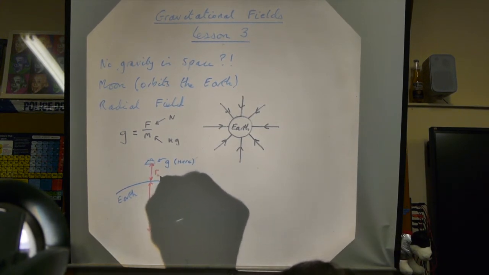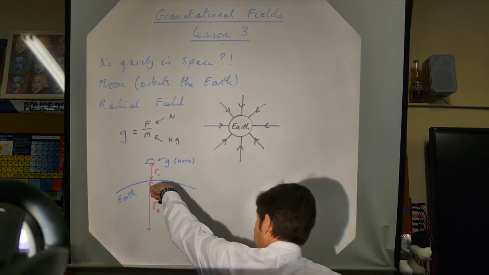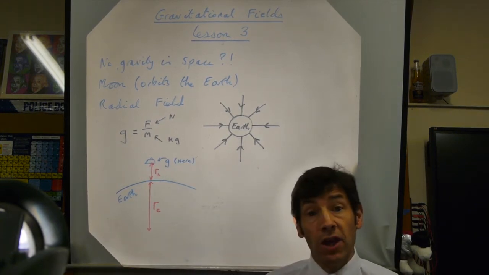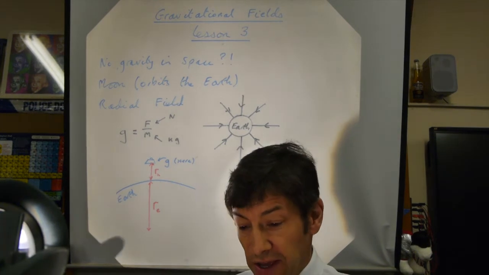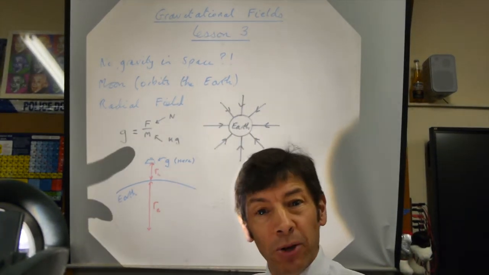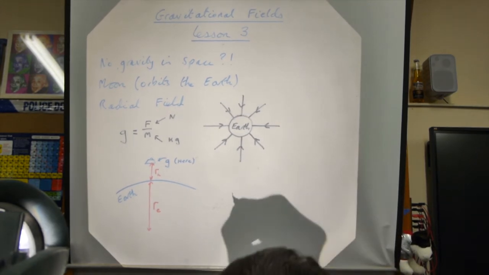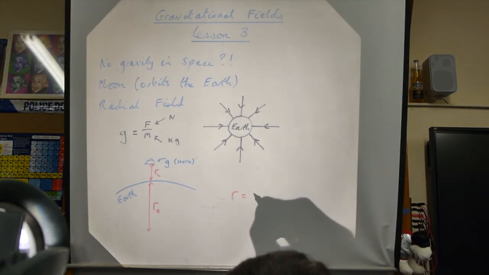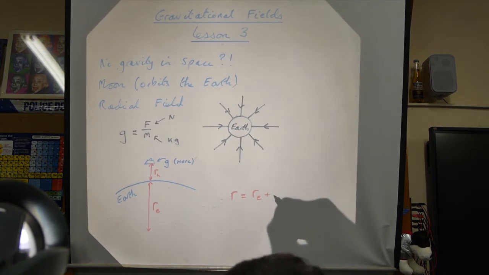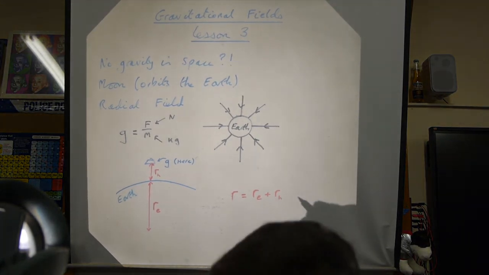I'll just put h there, okay? I suppose this is an altitude, really. So the r that you use in equations is the radius of the Earth plus the orbital height, okay? So the r that you use will be equal to the radius of the Earth plus the height that it's at.